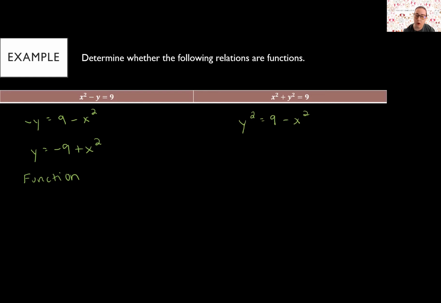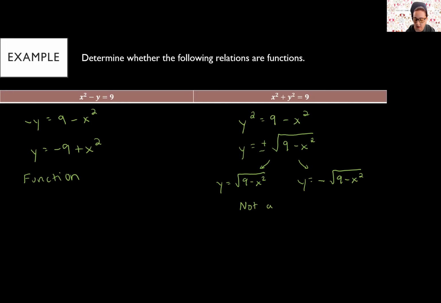Now to solve for y, we need to take the square root. And when you're solving and you take a square root, you always get a plus and minus. So we're going to get y equals plus or minus the square root of 9 minus x squared. And now we have two equations for y. We have y equals the square root of 9 minus x squared, and we have y equals the negative square root of 9 minus x squared. So we got two functions for y, which means that there would be two output values, which makes this not a function.